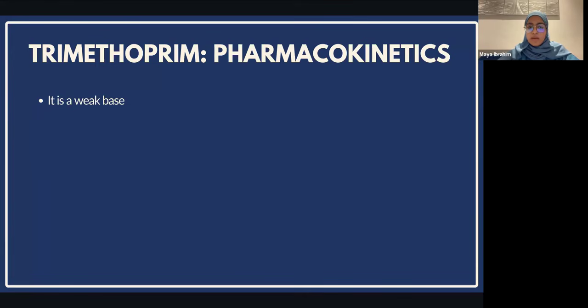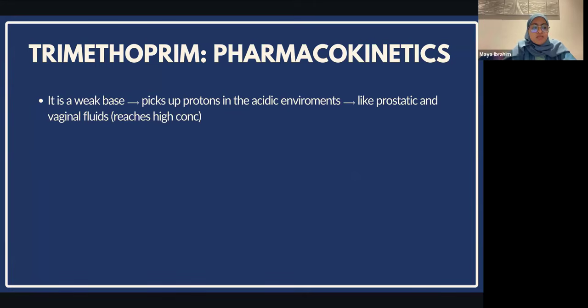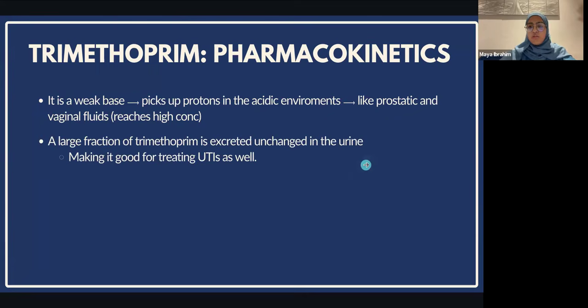Now, pharmacodynamics of trimethoprim: it's a weak base, picks up protons in acidic environments, which means, what else is acidic in the body? It's most likely the prostatic and the vaginal fluids. So it accumulates in those regions, meaning that it could be used in UTIs, because if it's going to accumulate, might as well treat an infection there.